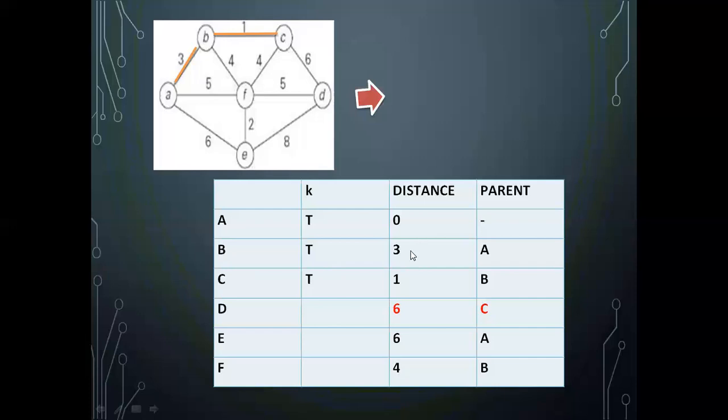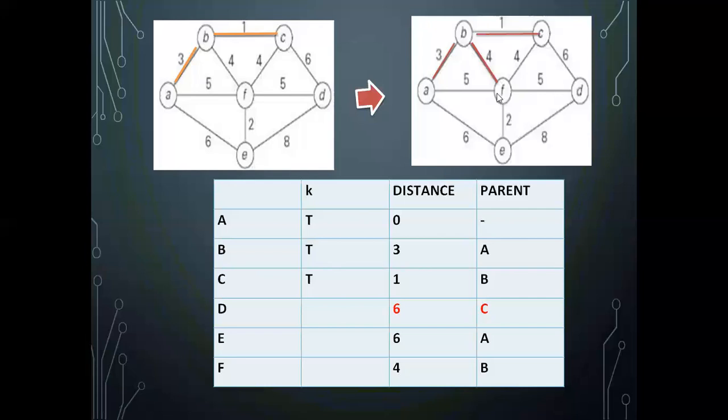So which edge should you add? You will have 6, 6, 4, which is the minimum one. B to F is the minimum one with weight 4 that you can add. So B to F has been added.